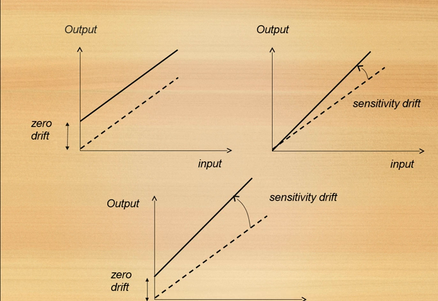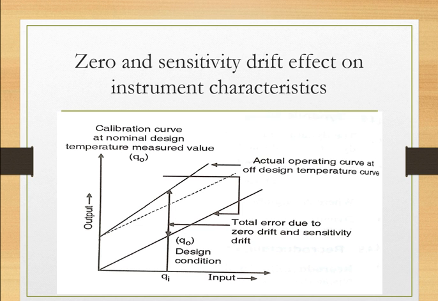Okay, so this is more harmful than these two, because it is a combination of these two, and it will cause undesirable output changes. So that's why we have to make some arrangements to reduce that. Let us see one example that clearly shows how the zero and sensitivity drift affect instrument characteristics. So this is the zero and sensitivity drift effect on instrument characteristics that we have to see.